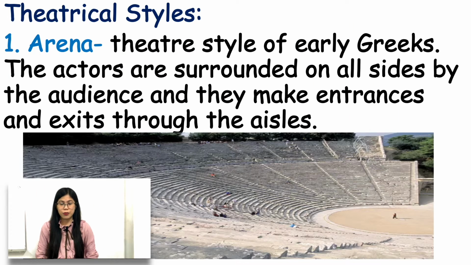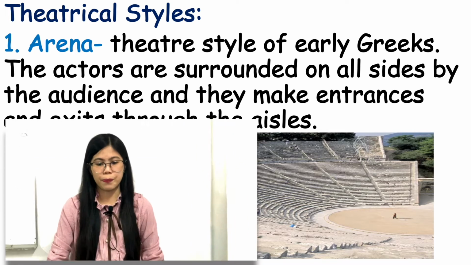Now, let's move on to theatrical styles. First, we have the arena. This is the theater style of early Greeks. Here, the actors are surrounded on all sides by the audience and they make entrances and exits through the aisles, as you may see in the picture.